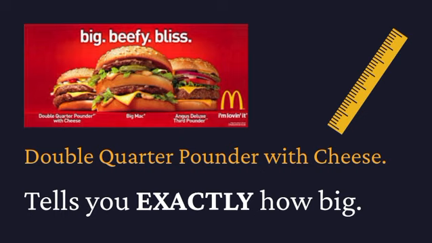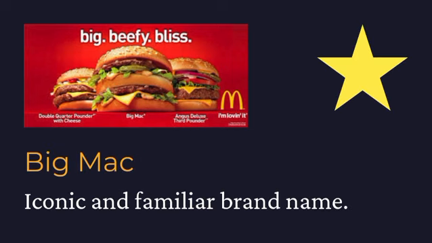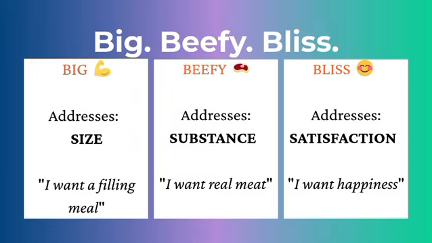Double quarter pounder tells you exactly how big it is. Angus Deluxe suggests premium quality beef. Big Mac is already iconic and familiar. They are creating interest by telling you precisely what you are getting. And look at the headline again. Big, beefy bliss. They are creating interest by addressing what burger lovers want. Size, big.